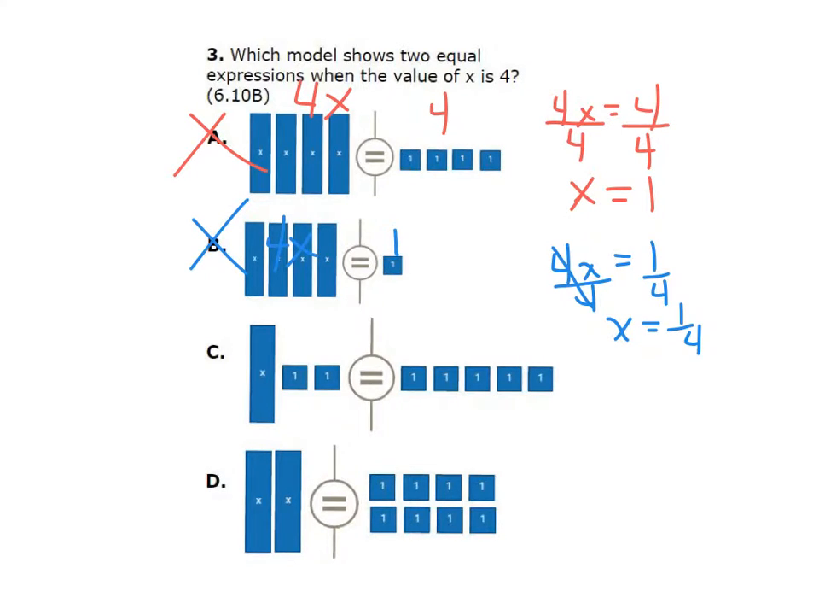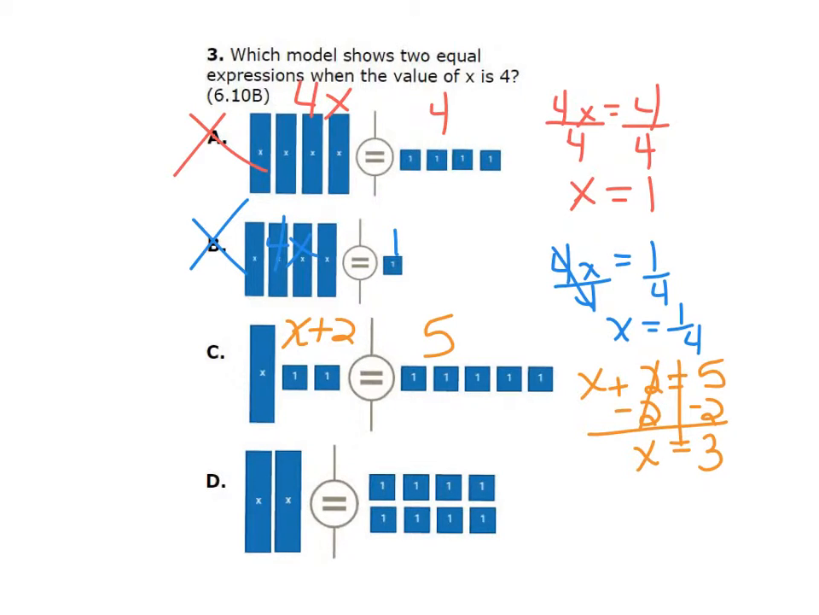Okay, so let's look at C. C has 1x plus 2 equals 1, 2, 3, 4, 5. 5. So I'm going to go ahead and solve this. x plus 2 equals 5. So because it's an addition problem, the inverse operation is subtraction. So I'm going to subtract 2 on each side. So 2 minus 2 is 0, so you bring down the x, and 5 minus 2 is 3. So now this one is still not correct because it does not equal 4.